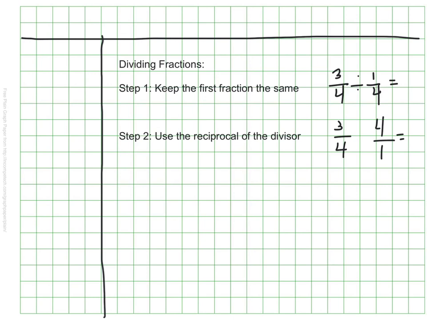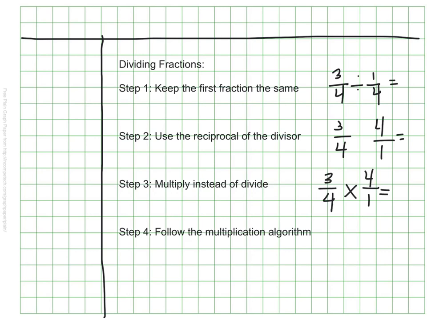Now for step 3, since we have the opposite fraction, we're going to do an opposite operation. Whereas this started as a division problem, we're now going to do the opposite operation, and we're going to multiply. From there, you'll just follow your multiplication algorithm. So I'll do 3 times 4 is 12, 4 times 1 is 4, and simplify to get 3. Those are our steps for our algorithm.